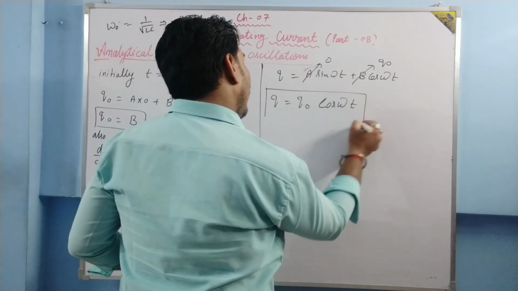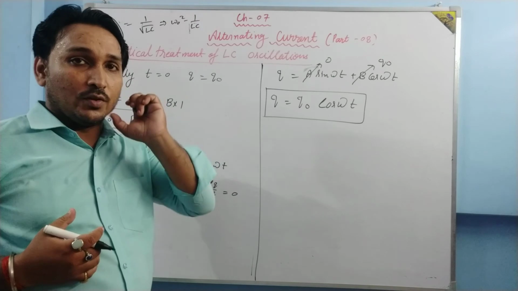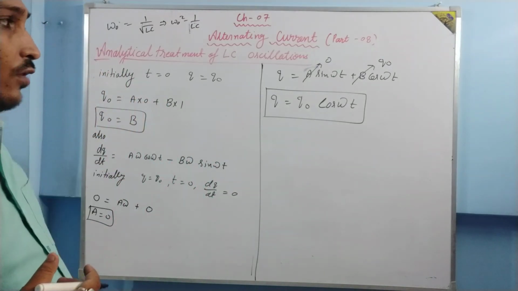So this is the value of Q. As you can see, Q is a function of cos, so we can say it is oscillating. It is an equation of SHM also. The value of Q is moving in the case of SHM.